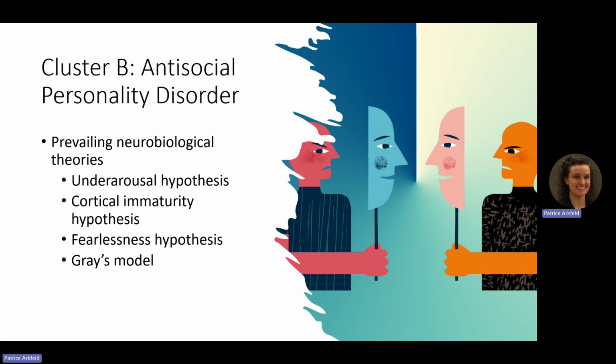Another theory is what we call the cortical immaturity hypothesis, which is the idea that the cerebral cortex, that outer layer of our brain, is not fully developed for folks who have antisocial personality disorder, and that then leads to them being diagnosed with antisocial personality disorder because the neural connections between the different lobes of the cerebral cortex are not communicating well enough. And the lobes themselves are not fully developed.